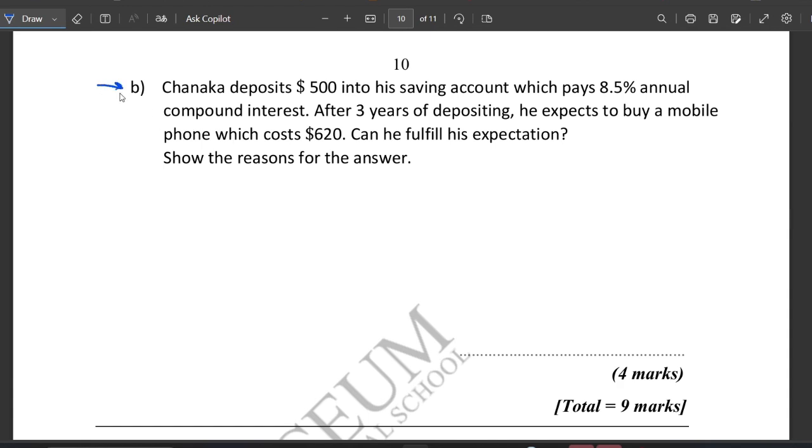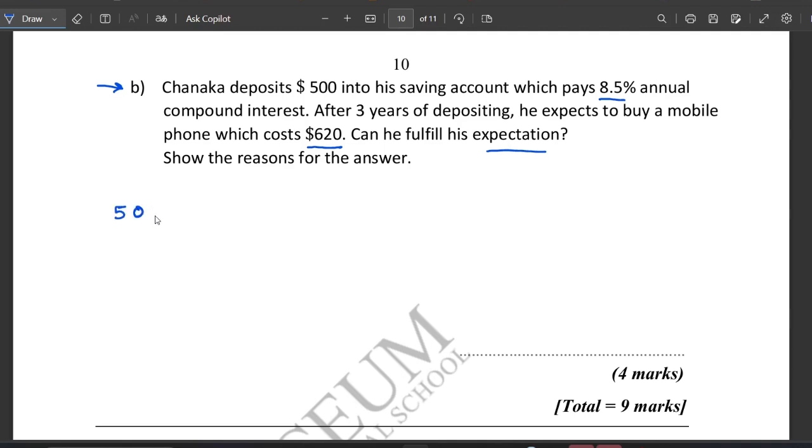B part, Chanaka deposits 500 into his account, which pays 8.5 annual compound interest. After 3 years of depositing, he expects to buy a mobile phone which cost 620. Can he fulfill his expectation? Let's see.